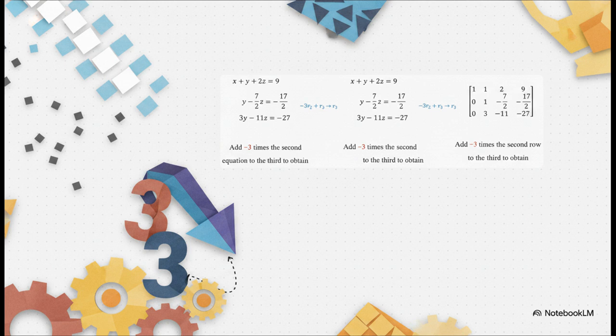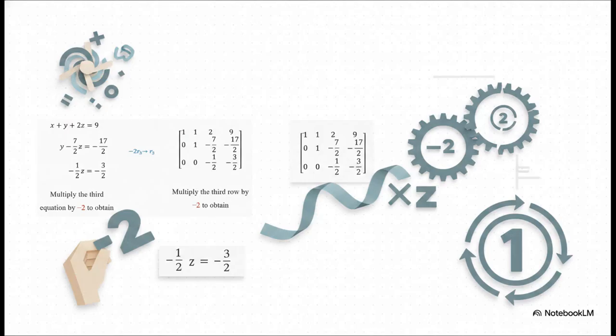Easy, by taking -3 times row 2 and adding it straight into row 3. That brilliantly zeroes out that spot, leaving us with a much simpler -1/2 in the z column. We are systematically clearing the board. With that space cleared out, let's look at our new third row. It currently represents -1/2 z equals -3/2.